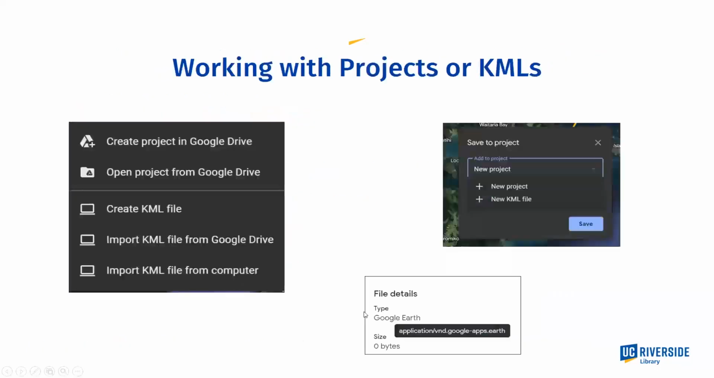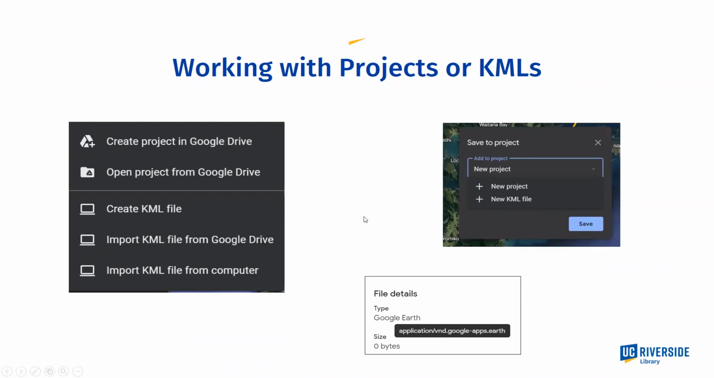And my next slide just includes a little bit more about this working with projects or KMLs, because again, to me, it's not super straightforward. But here are all the options when you go into the project interface. So it allows you to either create a project or open one that already exists, but they're going to have to be in Google Drive. Or again, you can create your own KML file of a map or import one from Google Drive or one from your computer.